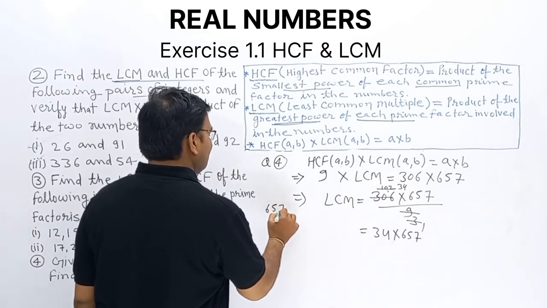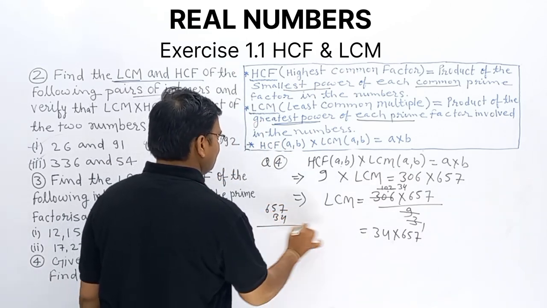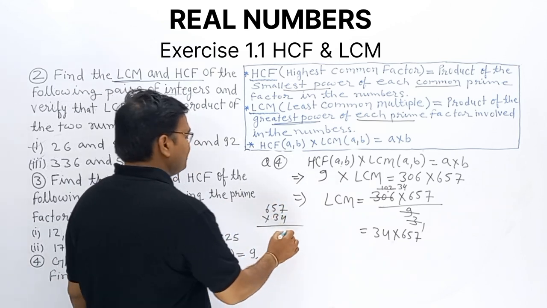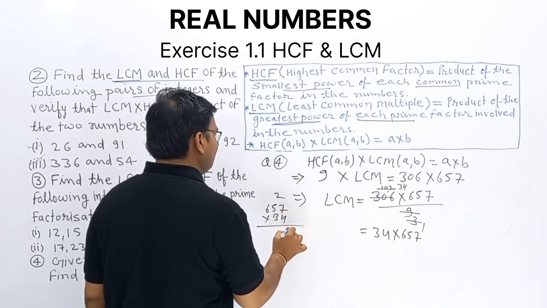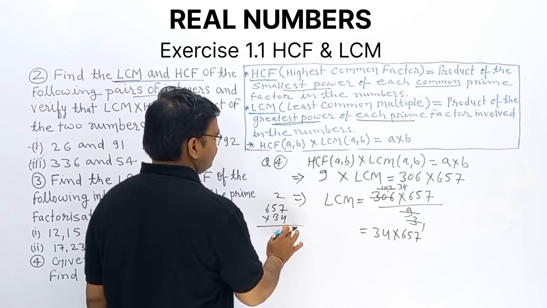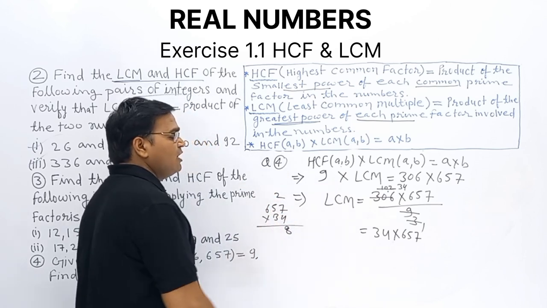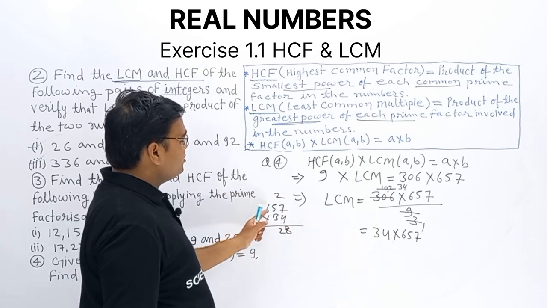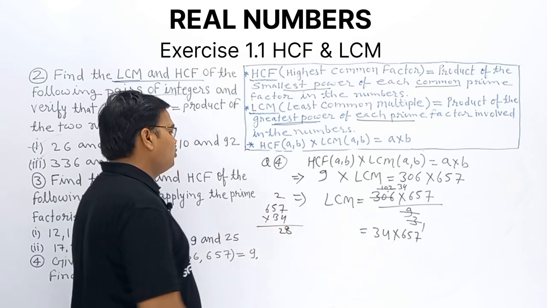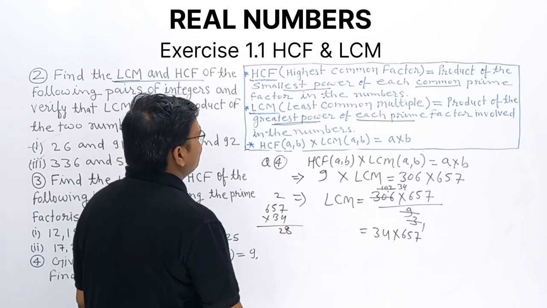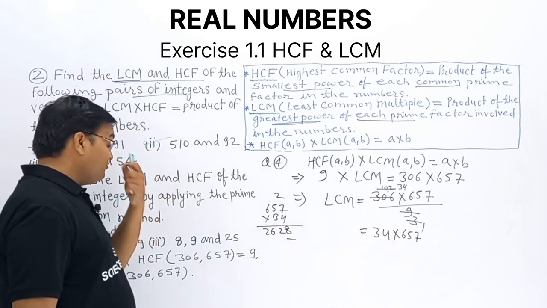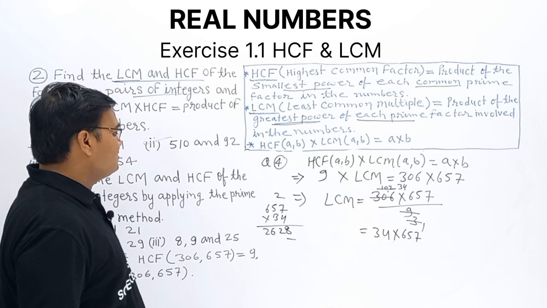6 5 7 into 34. Do the multiplication. 7 fours are 28, 2 is remaining. Clear? 5 fours are 20, 20 plus 2 is 22, 2 is remaining. 6 fours are 24, 24 plus 2 is 26. Check carefully, otherwise you will get the wrong answer.